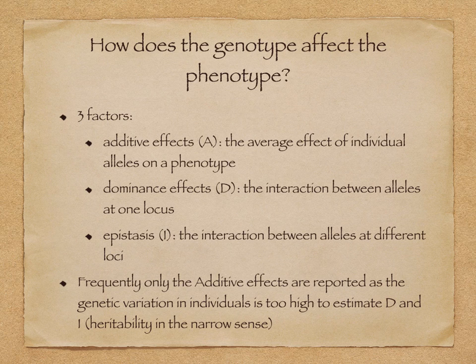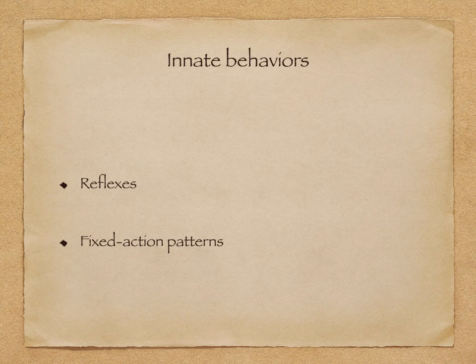So what kind of behaviors do we see that are associated with genes? Well, mostly we're going to see relatively unvarying types of behaviors. Reflexes are a standard type, and fixed action patterns. We talked about fixed action patterns in the last chapter, so I'm not going to go over them again here. But let's talk about reflexes.